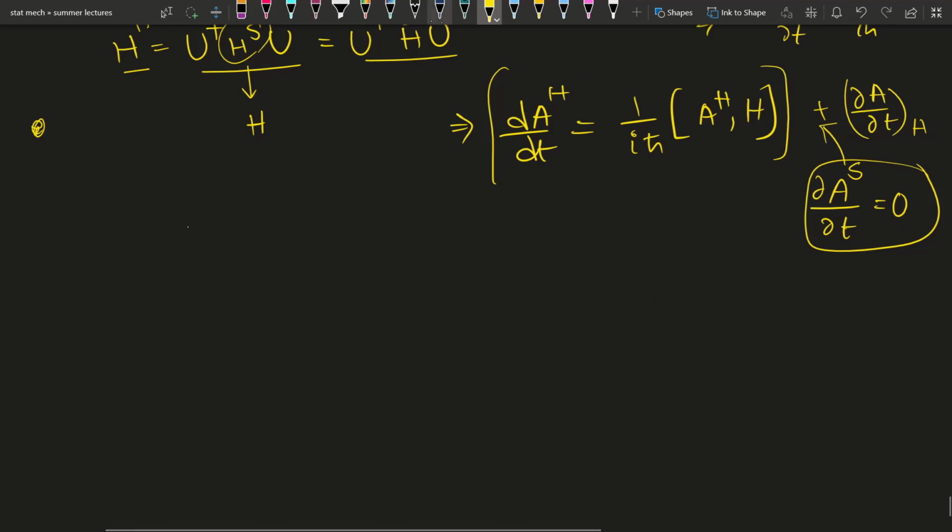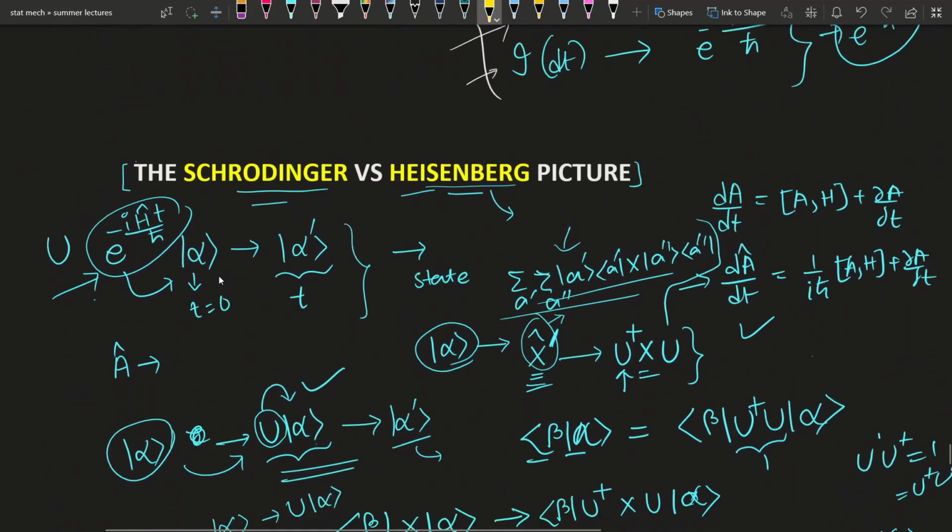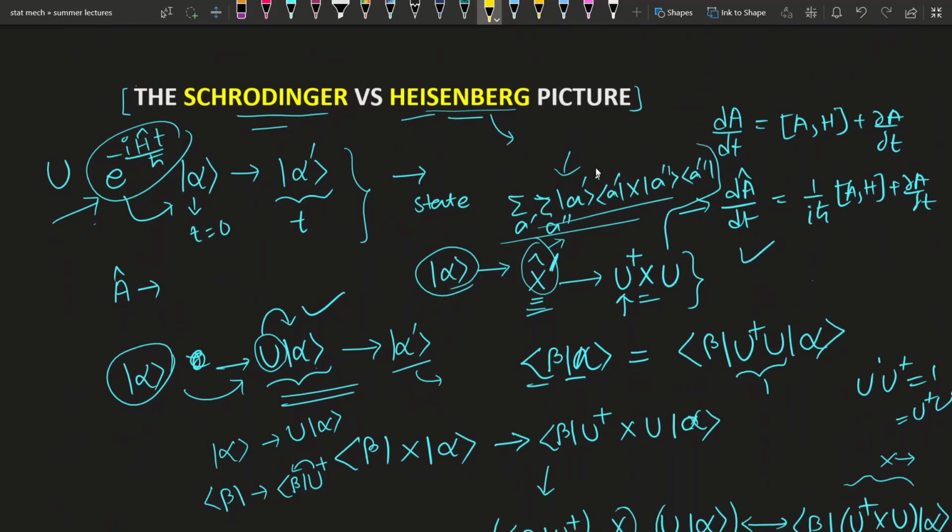I hope that you have understood the concepts of what the Heisenberg equation of motion is, and all the details like what the Schrodinger and Heisenberg pictures actually are.